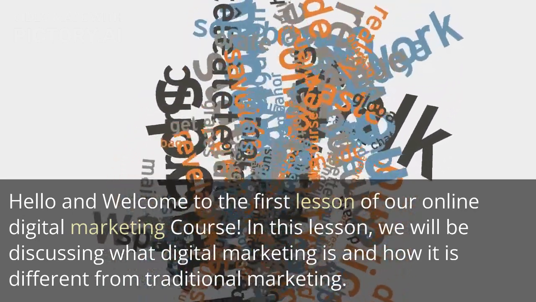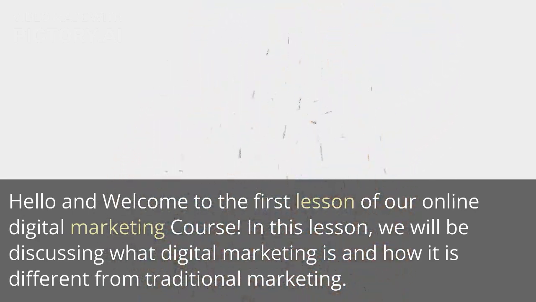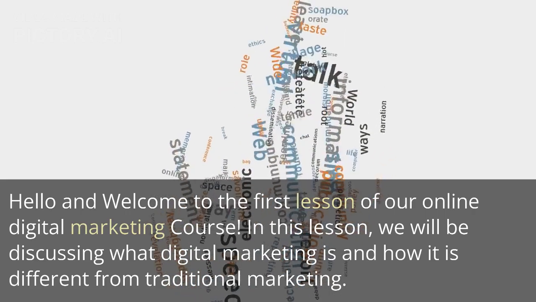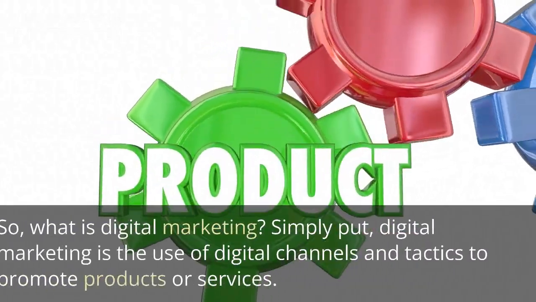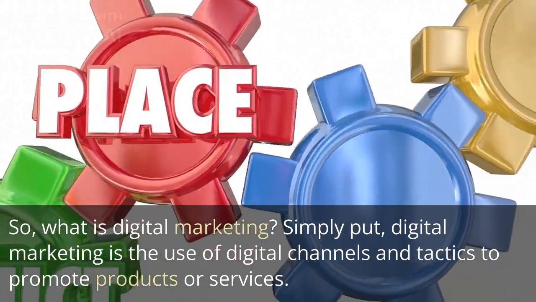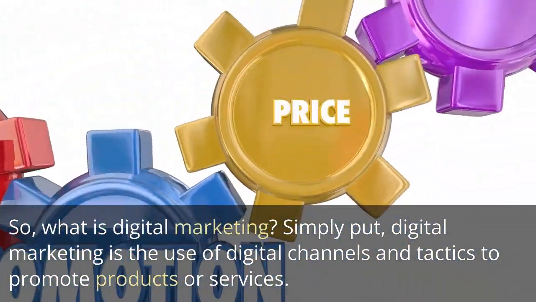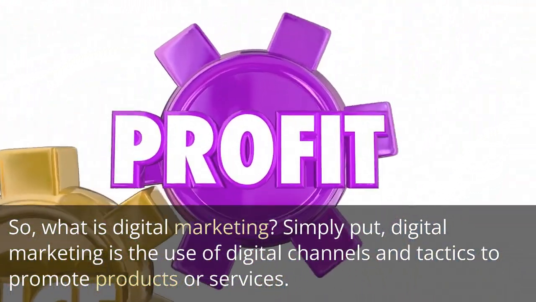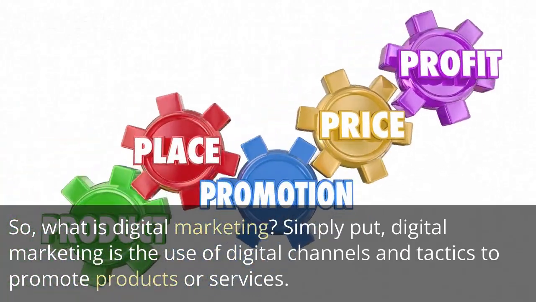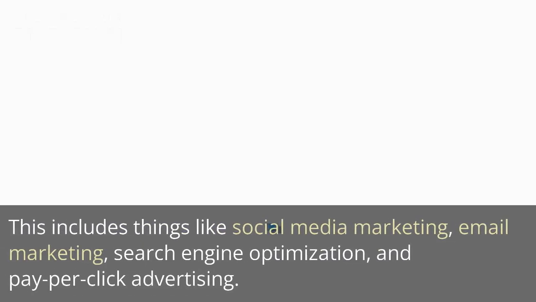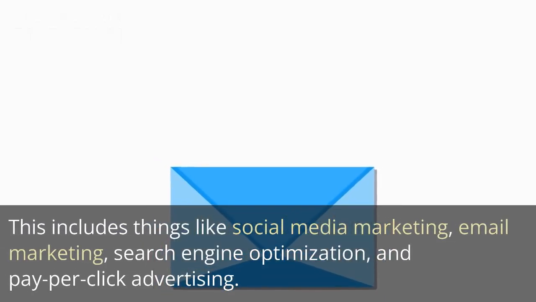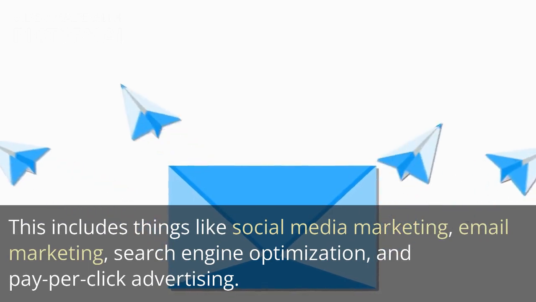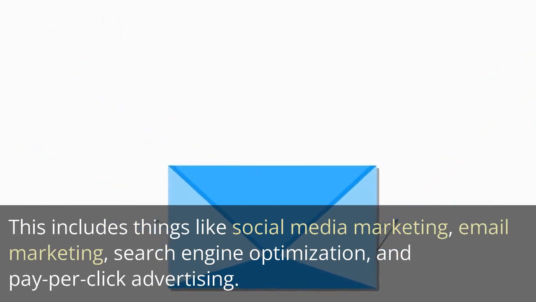In this lesson, we will be discussing what digital marketing is and how it is different from traditional marketing. So, what is digital marketing? Simply put, digital marketing is the use of digital channels and tactics to promote products or services. This includes things like social media marketing, email marketing, search engine optimization, and pay-per-click advertising.